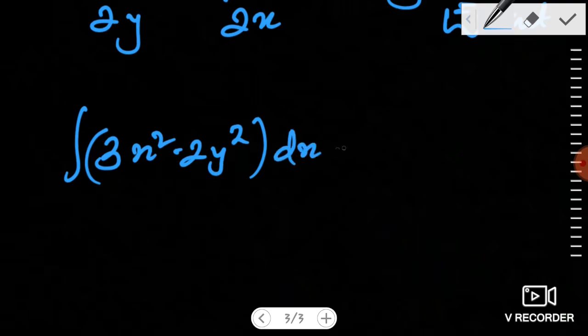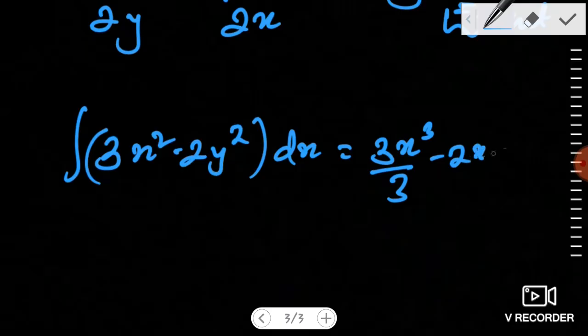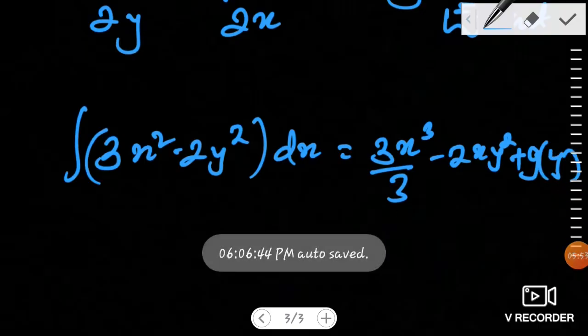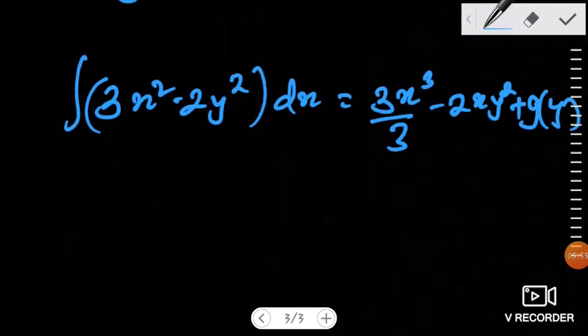Now, we're going to have 3x cubed over 3 minus 2xy squared, then plus our constant. But our constant this time will appear in terms of y, so it will be g of y. Now, differentiate what you've got with respect to y.